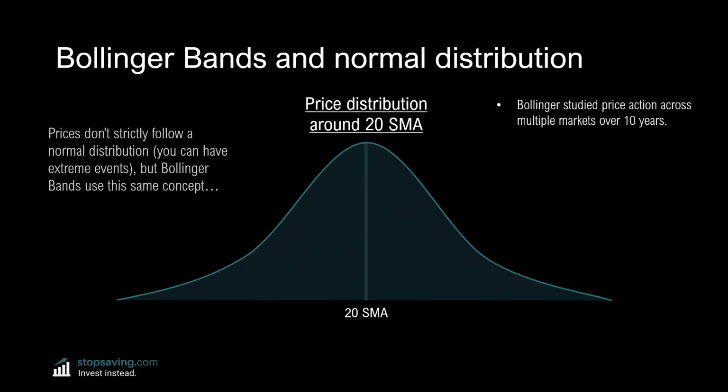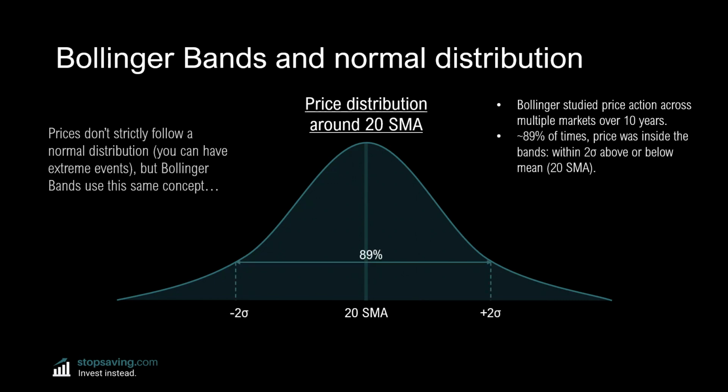Now, Bollinger studied price action across multiple markets over a 10-year period, and his research showed that about 89% of the time, the price was inside the Bollinger Bands, i.e. it was within 2 standard deviations above or below the middle band, which again is the 20-period simple moving average. So based on that study, the price only has extreme moves that are outside of the band about 11% of the time. Knowing this is useful information as a trader, and we'll cover this a bit more as we go through this video.